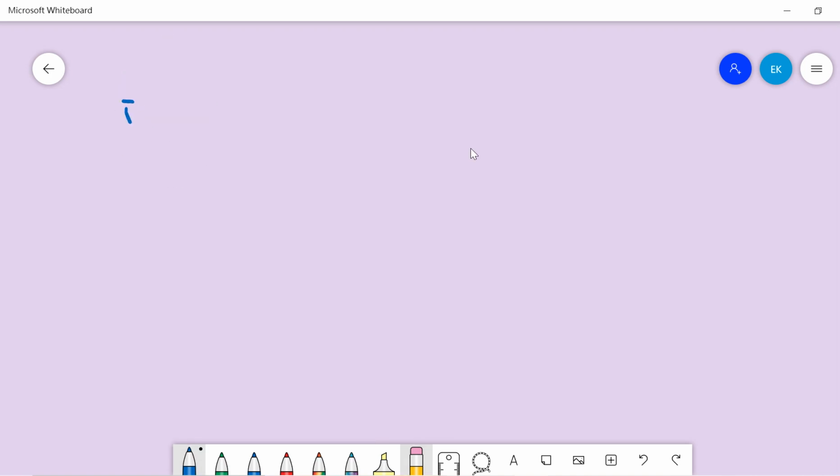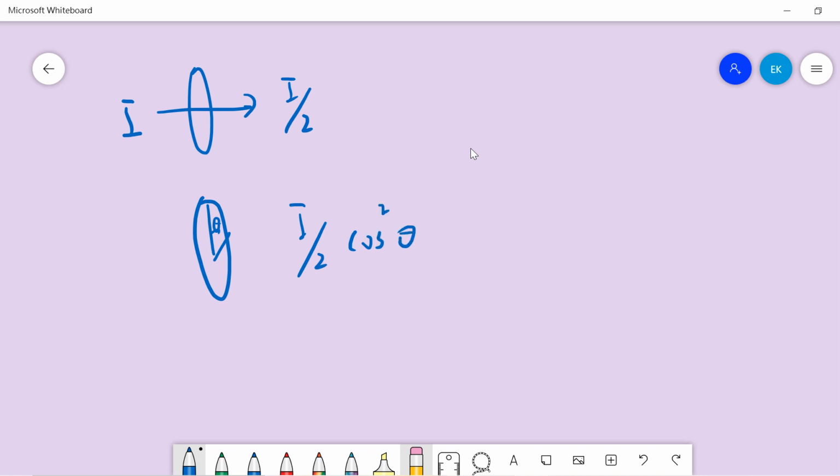Okay. So the first one is I. So it passed through the first one. It becomes I over 2. And the third one we don't know. Suppose there is a theta, so we have this one. Also the third one we don't know. But remember one thing is that the first one and the third one have a 90 degree difference, right? So the third one should be 90 degrees.